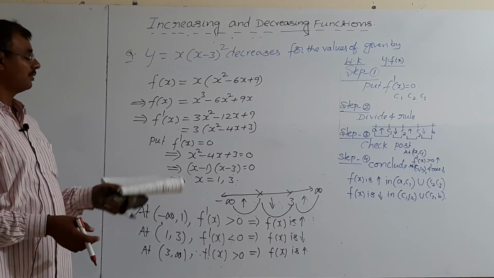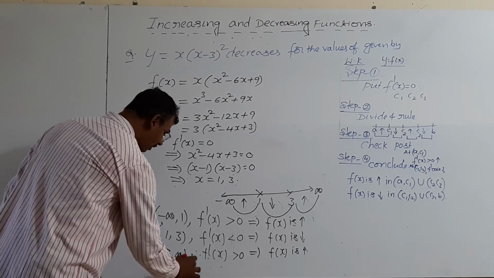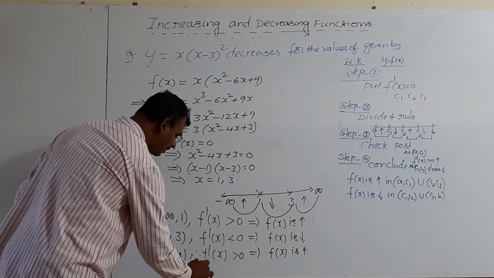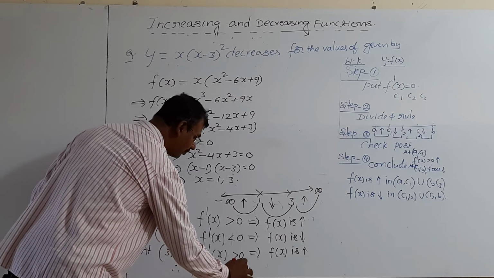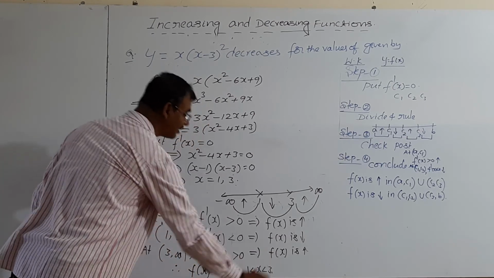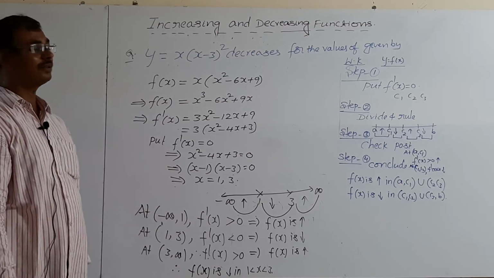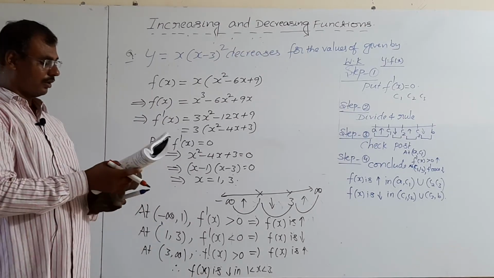So this is how we do the question. Finally we write: f of x is decreasing in the interval 1 less than x less than 3. This is the answer of the question. Cleared?